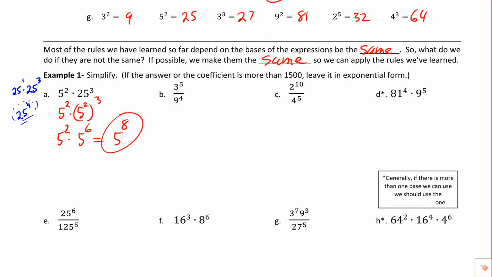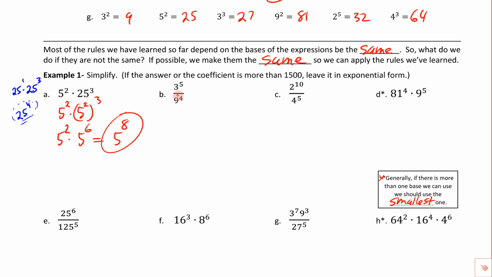So we're going to have kind of a general rule. If there's more than one base you can use, we should use the smallest one. Okay? The smallest one. Now that is a general rule. It doesn't work all the time. There are times where it might be better to use the bigger one, but this is totally okay to do the problem this way. Both of these would be satisfactory for most people. That 5 to the 8th is going to be easier to work with because the base is smaller. So keep that in mind.